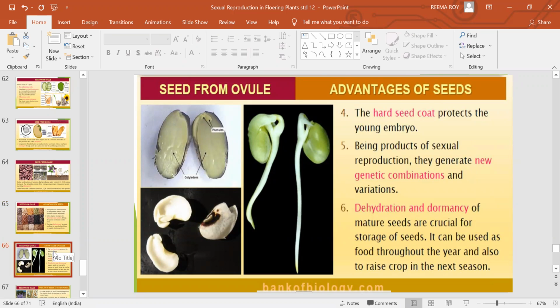The hard seed coat protects the young embryo. They generate new genetic combinations and variations. Dehydration and dormancy of mature seeds are crucial for storage of seed. It can be used as food throughout the year and also to raise a crop in the next season. We can store them and raise a crop in the next season.